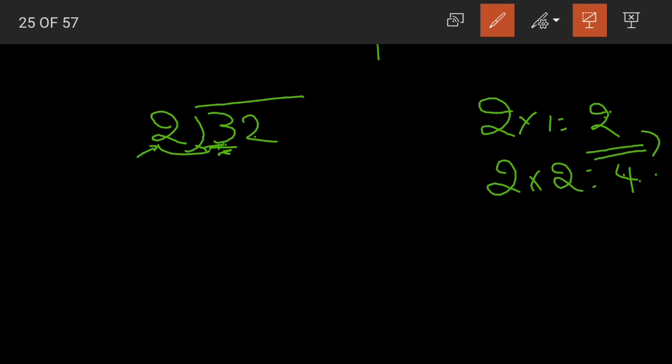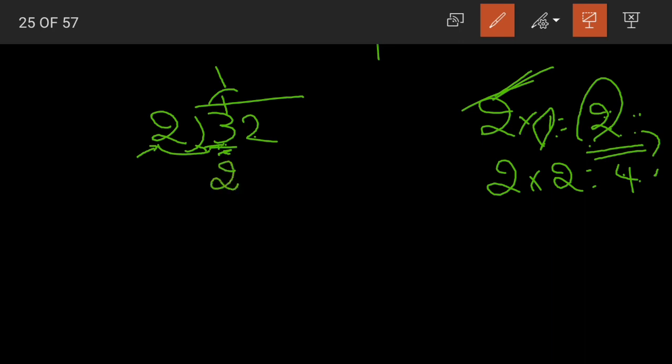So which number should we go with? The higher number or the smaller number? We should always go with the smaller number. Okay? We should always go with the smaller number. 2 ones are 2. So where will we write this 1? We'll write this 1 in the quotient right above our 3. And this 2 will be written below our 3 here.